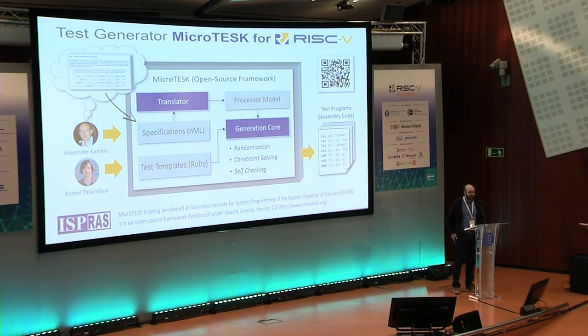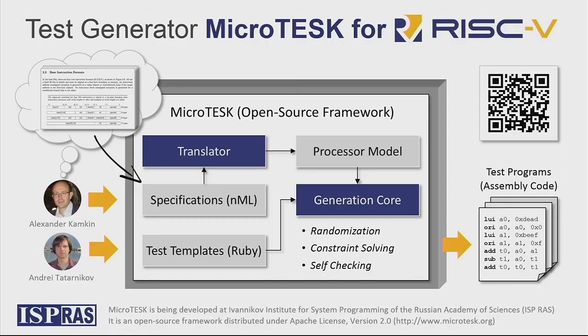And I'd like to present MicroTESK for RISC-V, which is an open source, flexible test program generator for RISC-V microprocessors. MicroTESK stands for Microprocessor Testing and Specification Toolkit, the framework which was used to develop the test program generator. The generator itself consists of two parts. First of all, the architecture-specific part called the model, which is constructed automatically from ISA specifications. And the second part is the architecture-independent generation core, which implements general testing techniques like randomization, constraint solving, and the like.